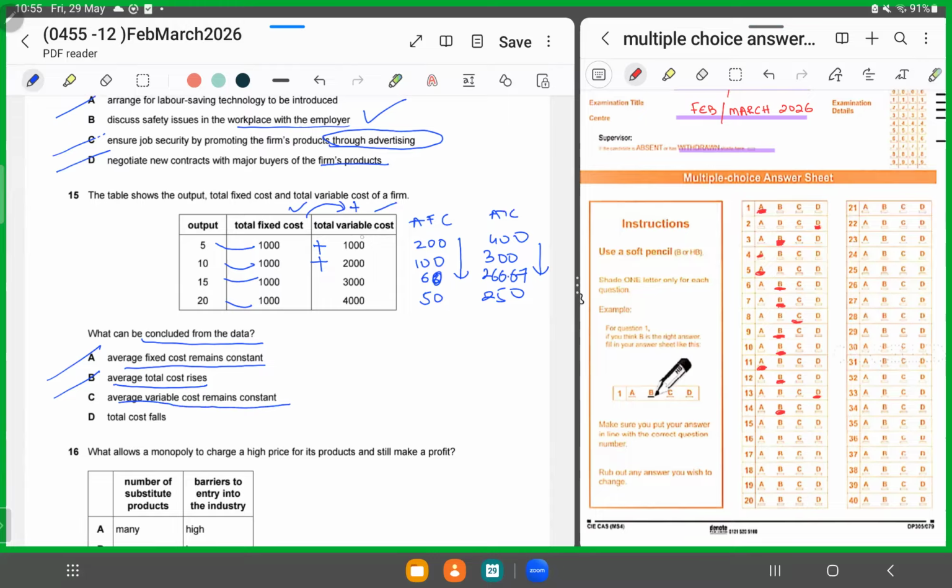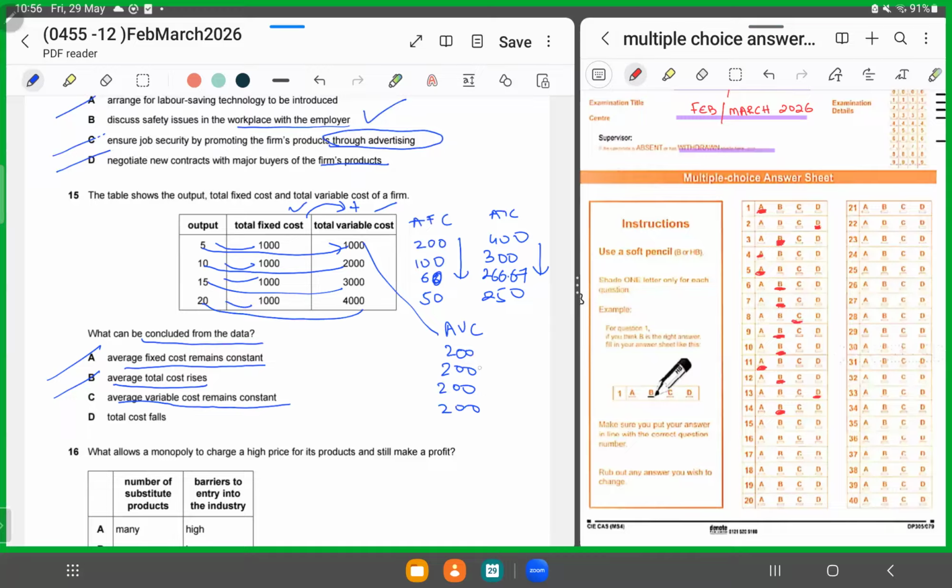C says average variable cost remains constant. This is total variable cost. We'll calculate average variable cost. How? We'll divide total variable cost by output level. So 1000 divided by 5, for the first one, we'll get 200. 2000 divided by 10, again we get 200. 3000 divided by 15, 15 2s is 30, again 200. 4000 divided by 20, again we get 200.